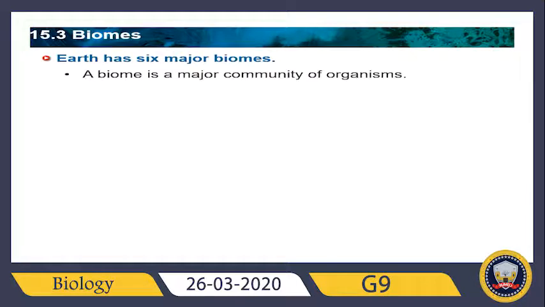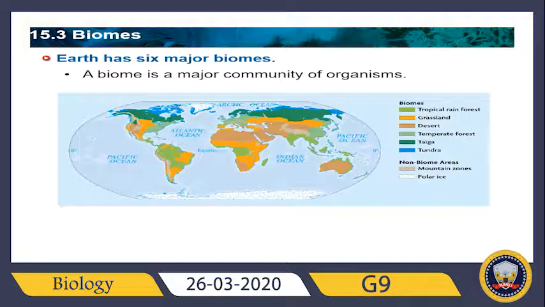So the biome, 6 major biomes. The biome, if you remember, is all the biotic and abiotic factors combined. So it's us and the water and the area we are living in. A biome is a major community of organisms. Good. So we have 6 major biomes and non-biome areas.